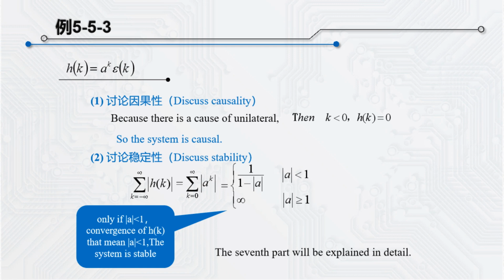The causality and stability of the system have more detailed analysis methods. We will discuss this in detail in part 7.